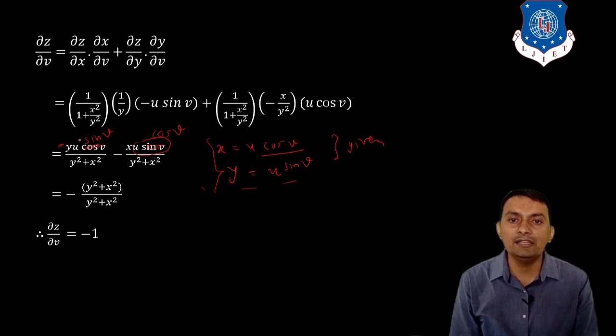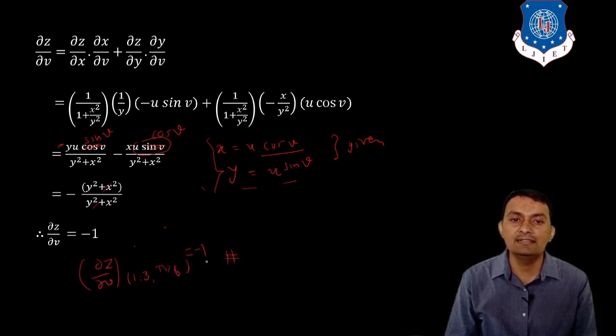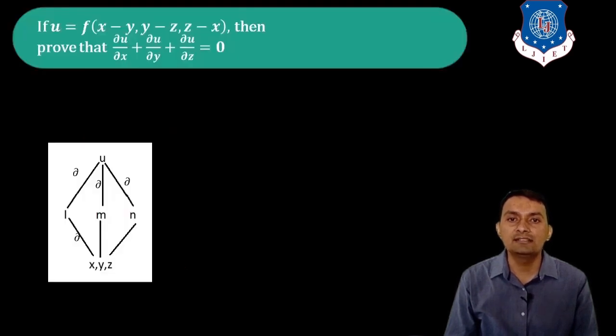So we get y into y, that is y square, minus plus, because we have already assumed that minus is common. So what we are going to get, x into x, that is x square, but when we simplify, we will get this one. So at the particular point, del z by del v at 1, 3 comma pi by 6, that is going to be minus 1, and hence this is the solution of this question. Now let's have a look at another question.